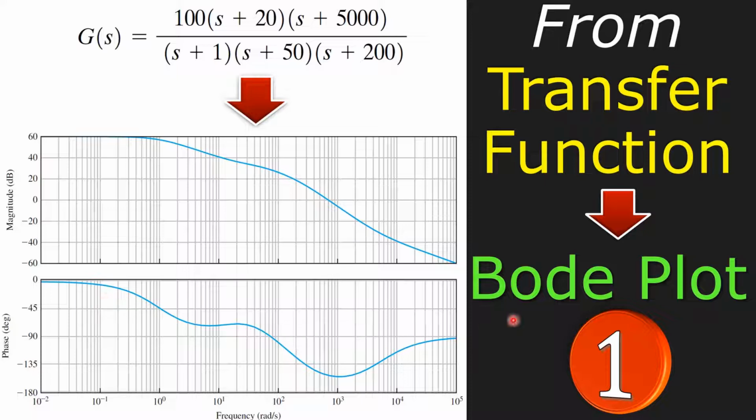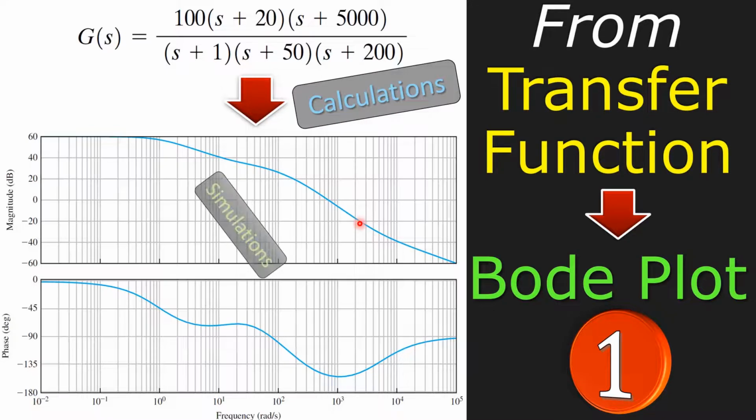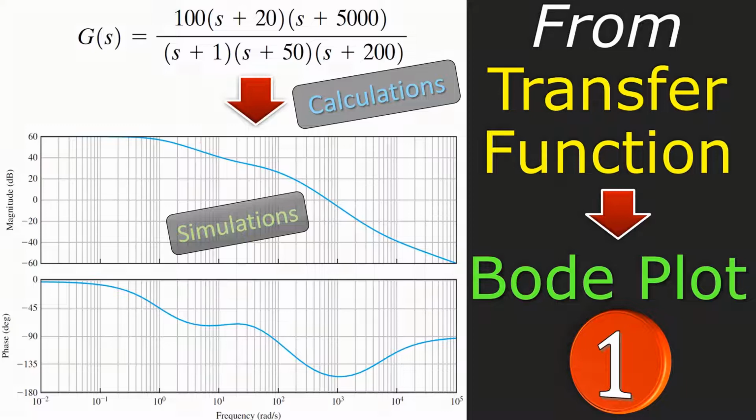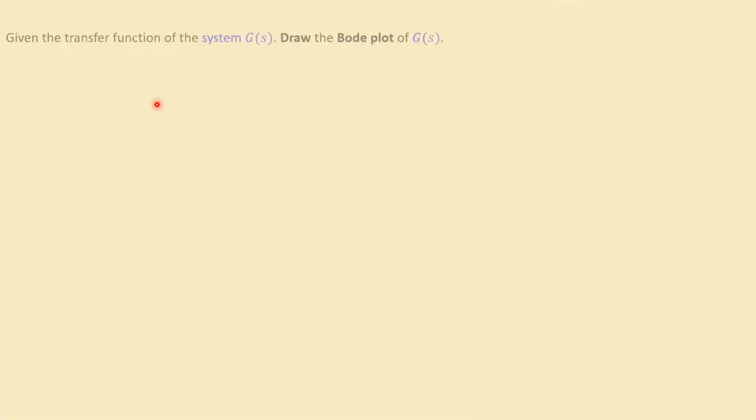In this video I would like to discuss how we can draw the Bode plot given a transfer function. So we have the transfer function. After several steps we will then have the Bode plot using the magnitude and also the phase. Of course we will carry out the calculation step by step and then verify these in MATLAB simulations. So let's look at our problem in great detail.